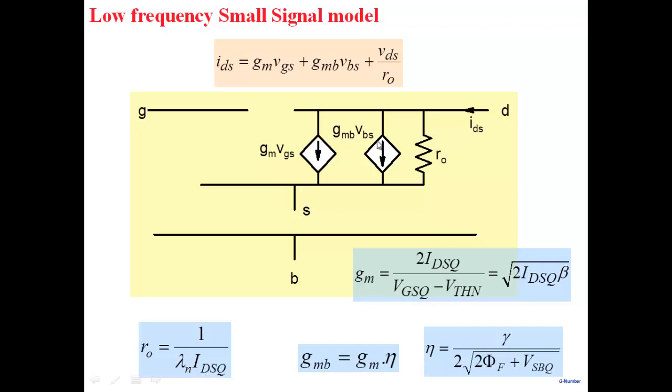The transconductance associated with the body to source voltage here, GMB, is related to GM through a factor eta here, and this is slightly more complex. But note that once you know the bias point, and once you have information about your technology, technology information will provide you with VTHN, phi f, and gamma. All these values will be given to you. So depending on the source to body voltage, one can compute eta, one can compute GMB, one can compute all these values. Okay.